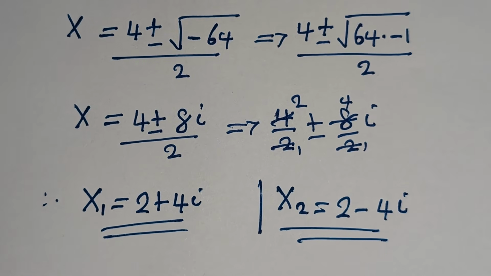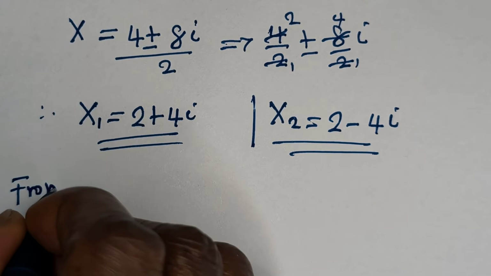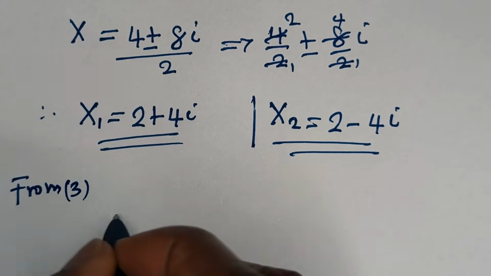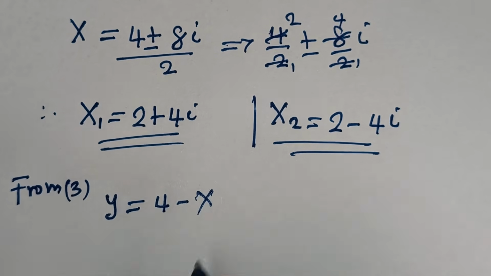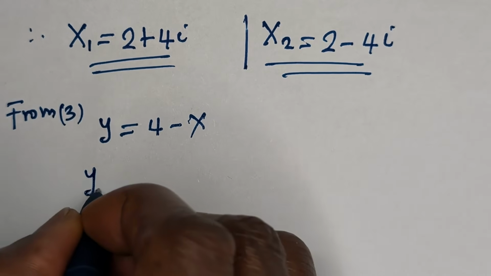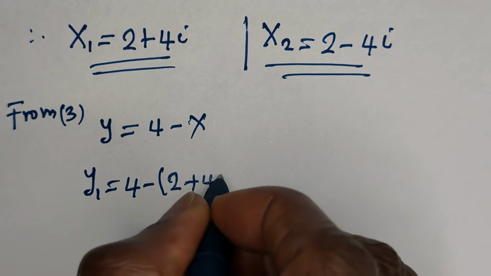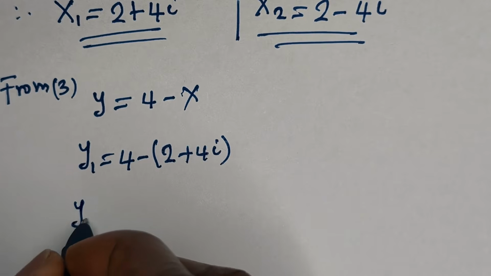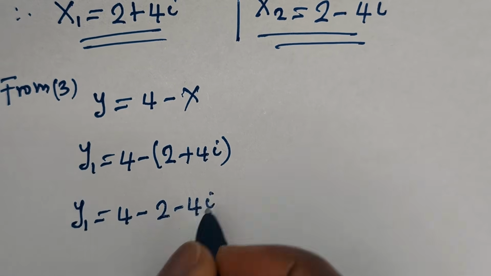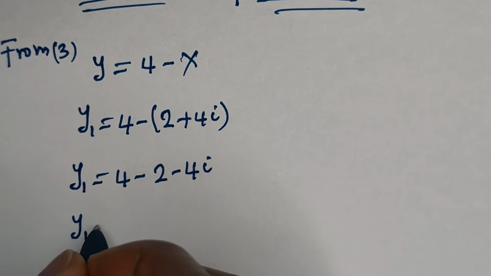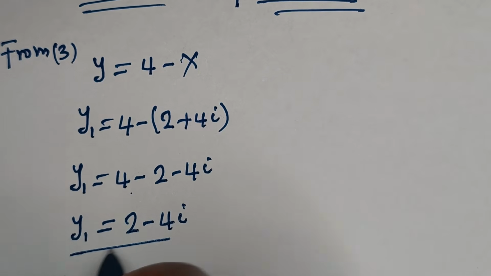Let us solve for y. To solve for y, from equation 3, y is equal to 4 minus s. Now, y1 is equal to 4 minus s1, which is 2 plus 4i. y1 is equal to 4 minus 2 minus 4i. y1 is equal to 4 minus 2, this is 2 minus 4i. This is the value of y1.